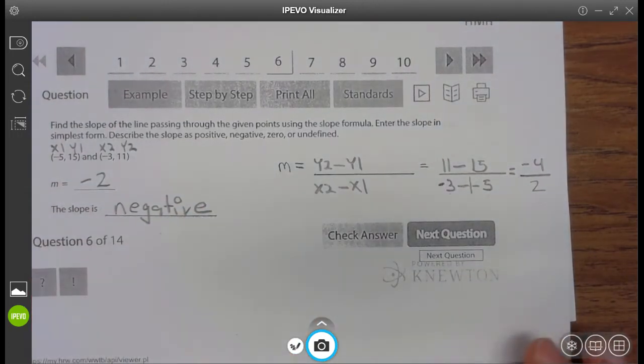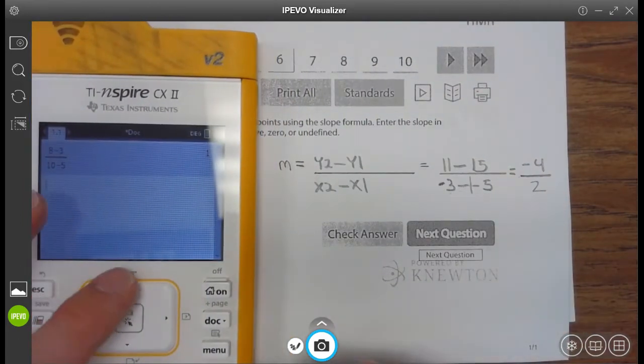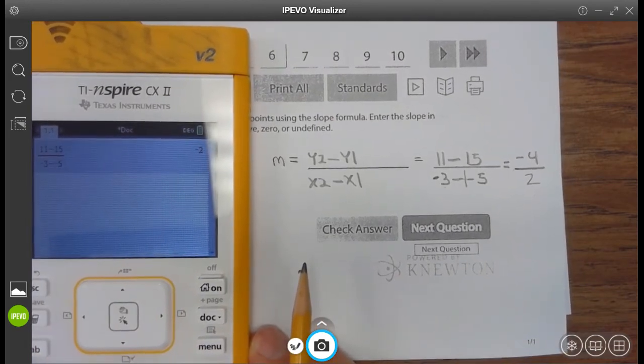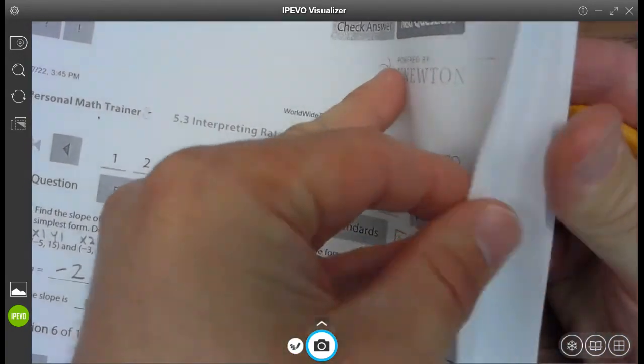And I know I said I was only checking one, but let's check this one as well just to be sure we're good. So I'm going to delete the previous one. Control divide. 11 minus 15 divided by negative 3 minus a negative 5. And you can see that we get negative 2, and that is correct. Okay? Let's take a look at the next example.